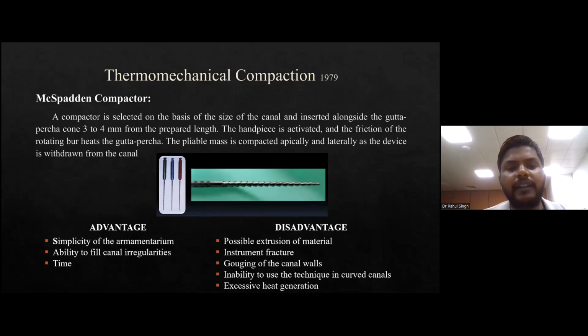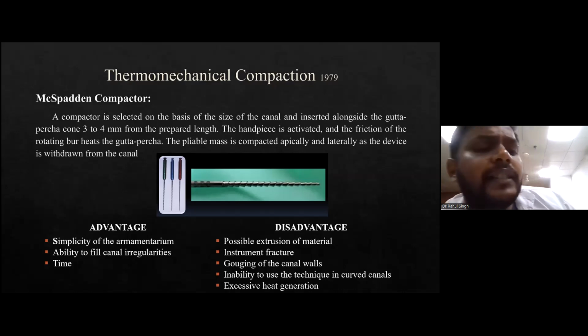The handpiece is activated and the friction of the rotating burrs heats the gutta percha. The pliable mass is compacted apically and laterally as the device is withdrawn from the canal. The handpiece device rotates around 6,000 to 7,000 RPM. The file that you can see in the picture is an inverted H file, or inverted Hedstrom file only. The frictional heat produced by the activation of the instrument softens and plasticizes the GP under pressure.